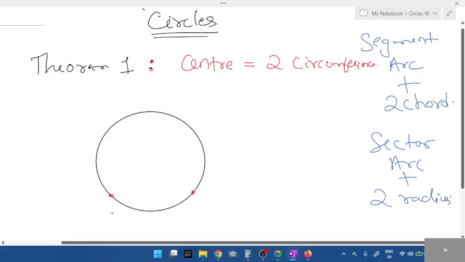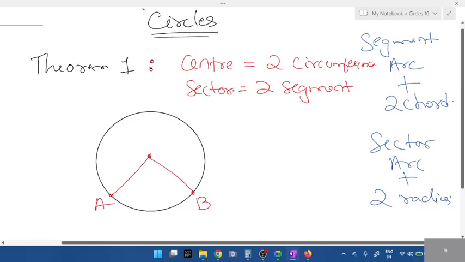I'll take an arc AB. What do you mean by center, students? If I join this, is it a center? Sector or segment? Radius. Sector. This you also remember as sector is equal to twice segment, 2 times segment. See how the concept gets related.